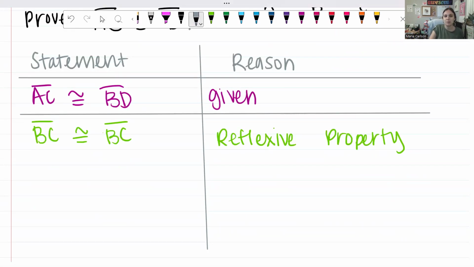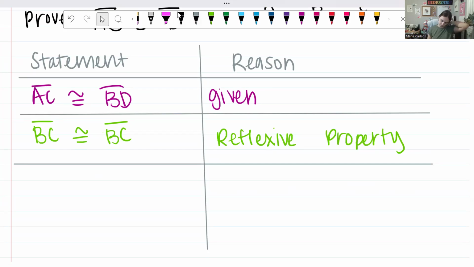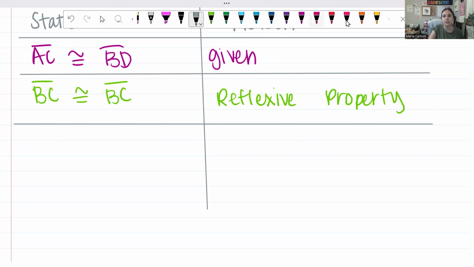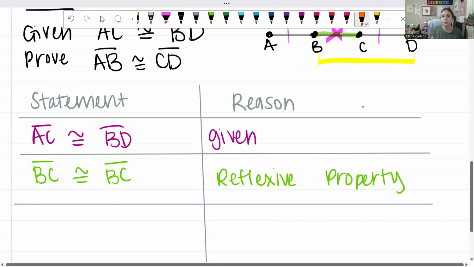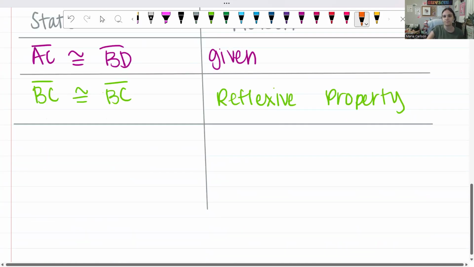It's kind of just using the opposite of our segment congruence postulate as well as the segment addition postulate, kind of the opposite of the segment addition postulate. So I'm going to finally say here, I now know that segment AB and segment CD, those leftover pieces are congruent. So segment AB is congruent to segment CD.